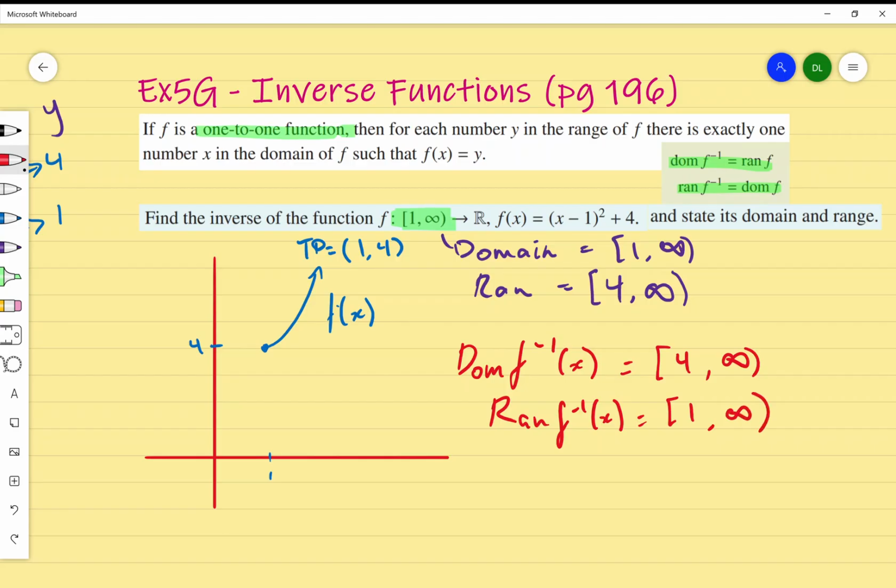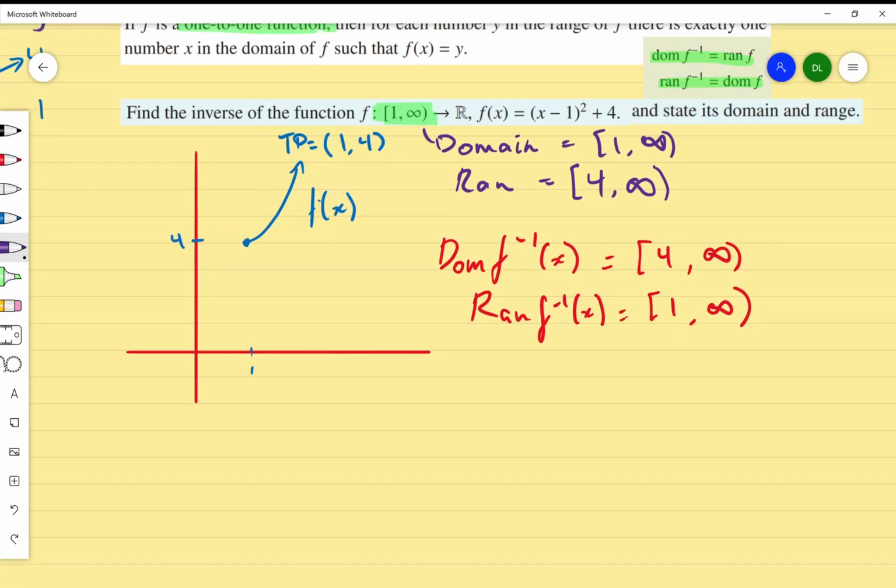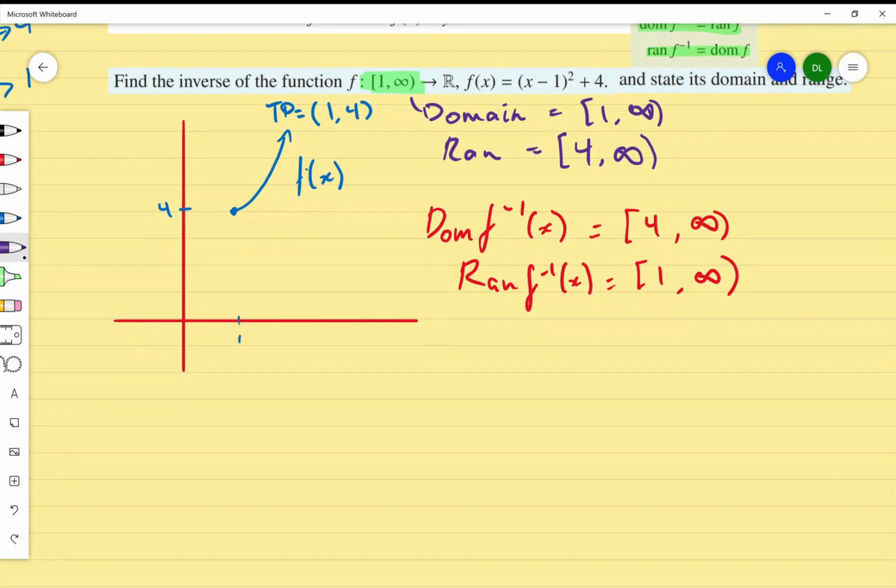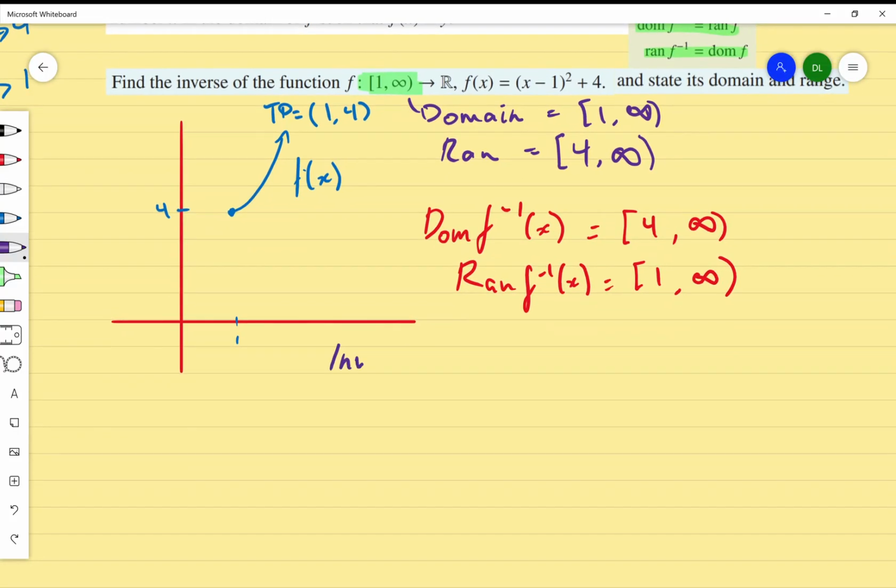Now all that's left is to actually find the expression for the inverse function. To do that, I'm going to replace f of x by writing y. I'm going to write inverse over here so that we can see. I'm going to write y equals (x minus 1) squared plus 4. That's just from up here. Next, I'm going to actually switch and invert it. So I'm going to get rid of the x over here, get rid of the y over here, and switch them around.